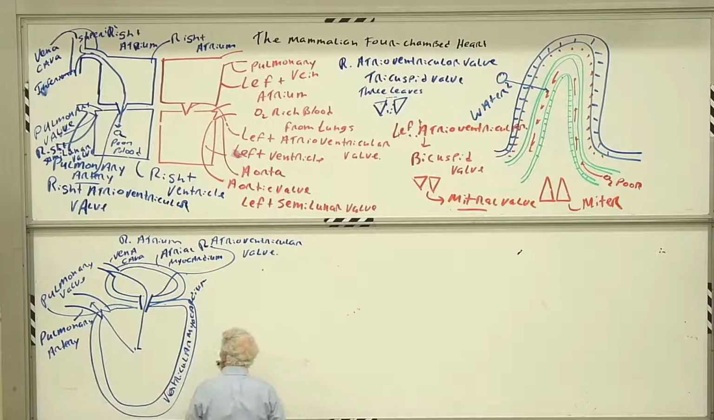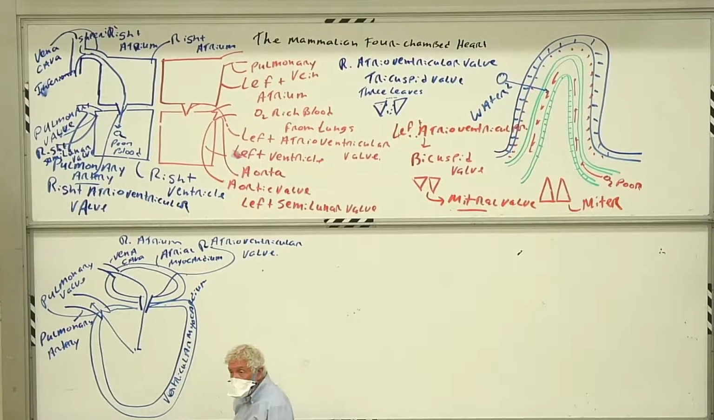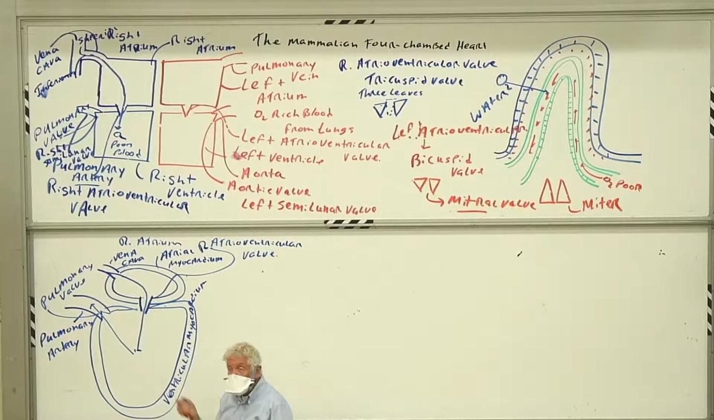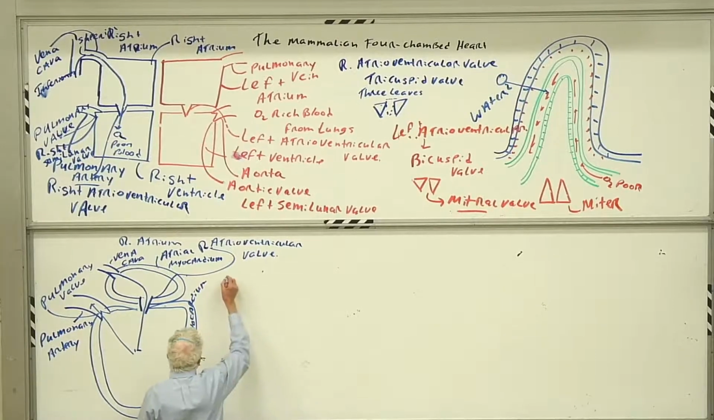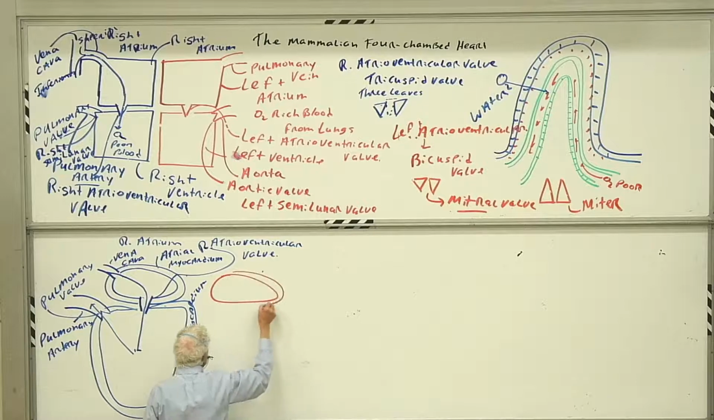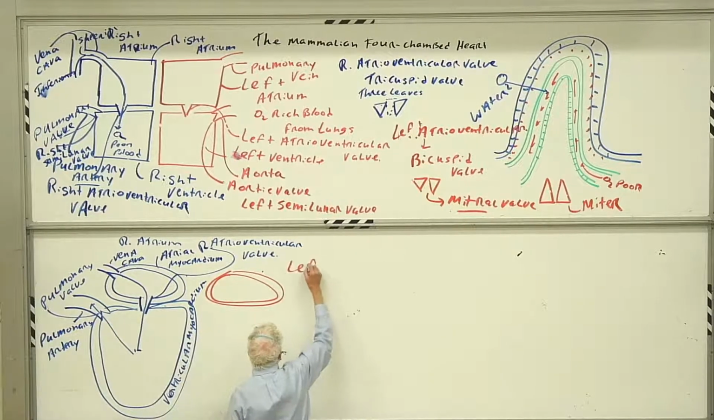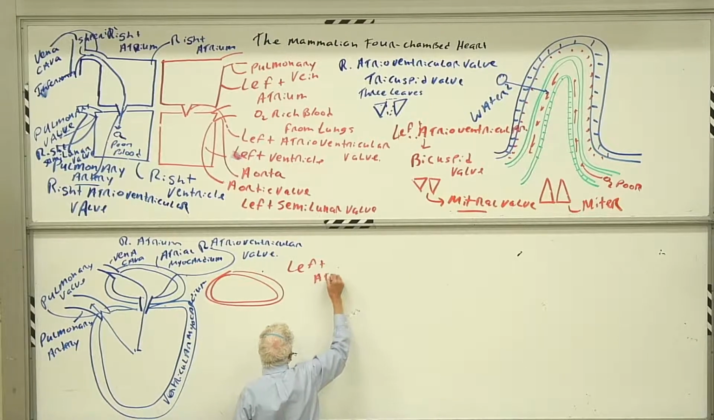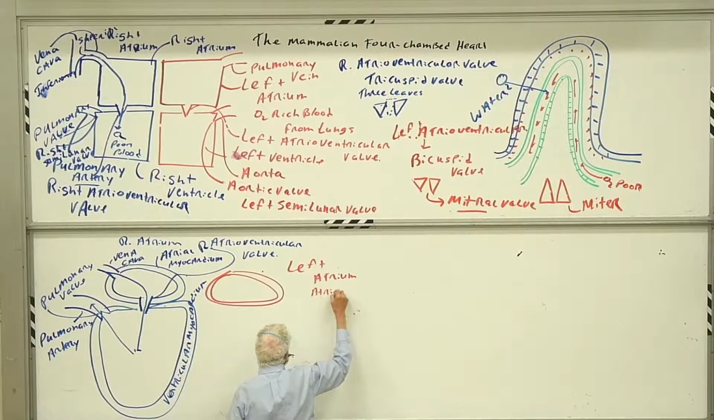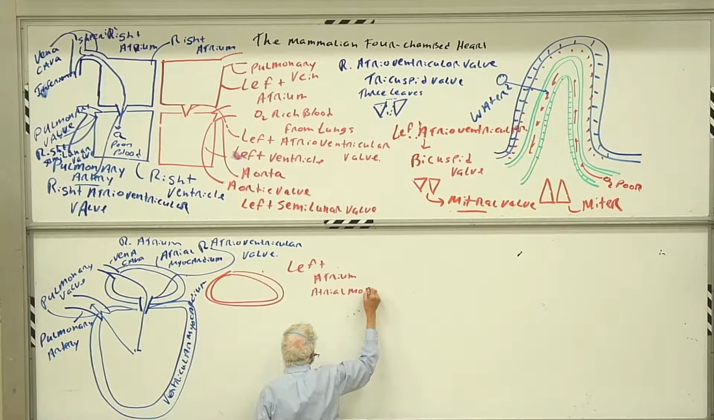We can show basically a similar story for the systemic heart. So again, here's the left atrium. So this is the left atrium. It has an atrial myocardium.